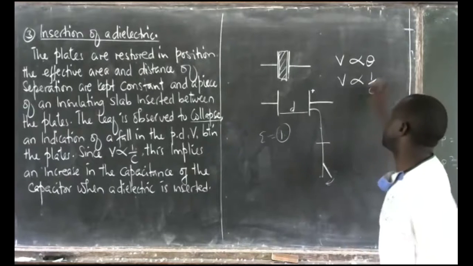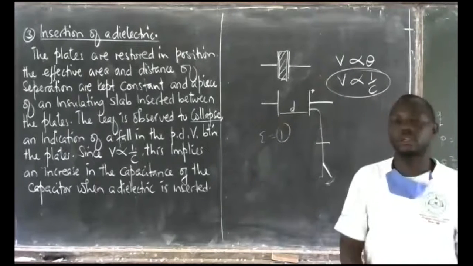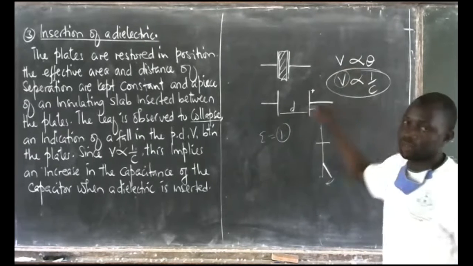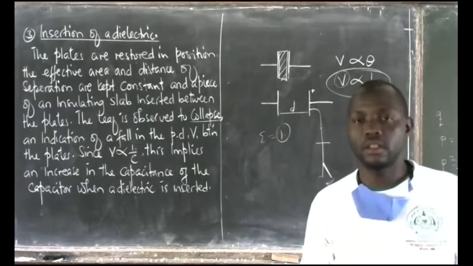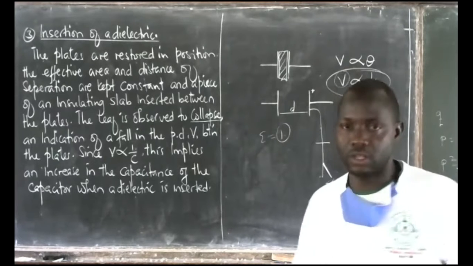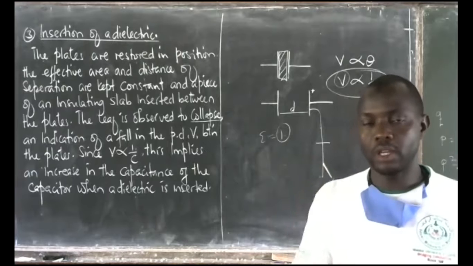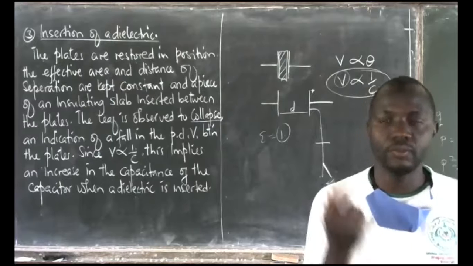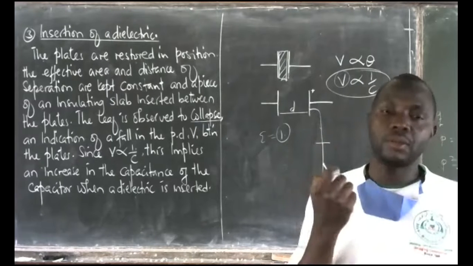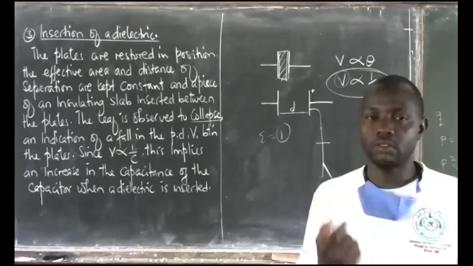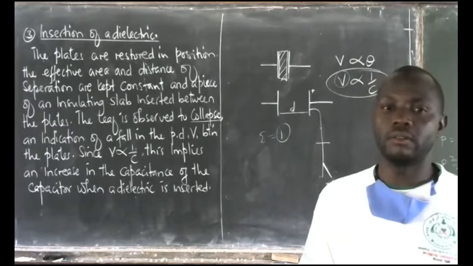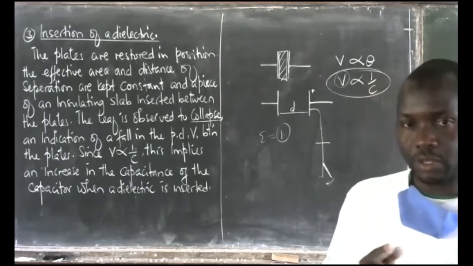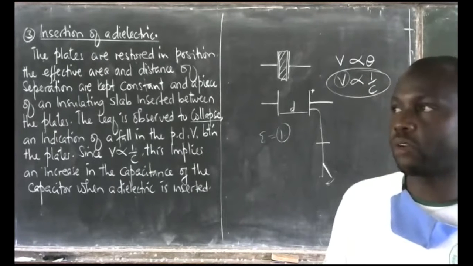But again, we know that the PD is related to the capacitance by this relation. What does that mean? Since V has reduced, C has increased. Since the relation is an inverse relation, a fall in PD will mean an increase in the capacitance. So the conclusion here would be that inserting a dielectric between the plates of the capacitor caused an increase in the capacitance of this capacitor. And that's what we have been investigating. I invite any questions, if anyone has, before we look at something different.